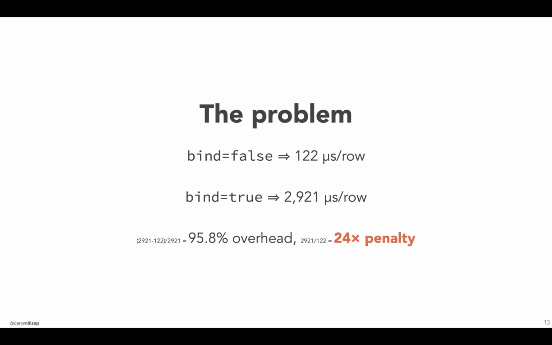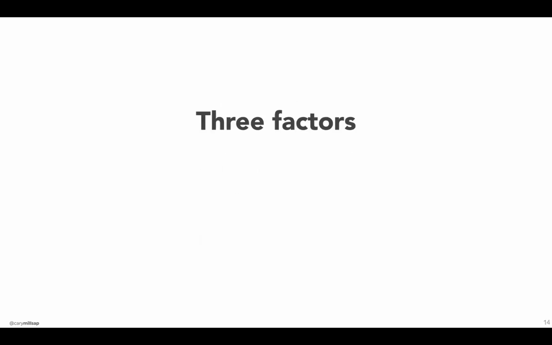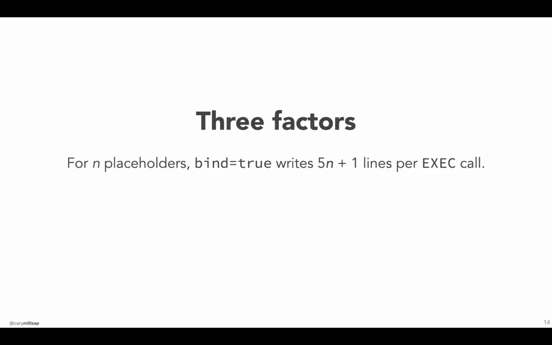But what I want you to understand is that there's a very easy to understand reason for what has happened here, and there's an easy way to avoid it from ever happening to you. That's the point of my showing it. So really what caused this 24 times performance degradation is three factors. Number one is that for however many placeholders there are, when you use bind equal true, Oracle is going to write 5 times that number of placeholders plus 1 lines per exec call.